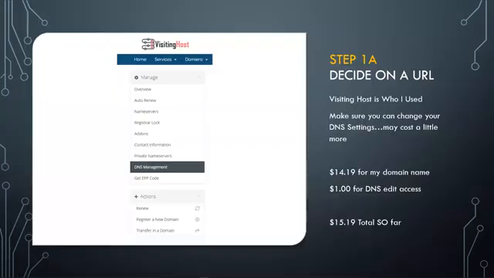I happen to use Visiting Host to get my domain name, so I just show that here. And the reason I wanted to show this is in order to do the DNS management, which is a needed piece, there was an extra $1 charge that I had to pay to Visiting Host to give access to that after I bought the domain name on that site. There's probably servers that you can get your own domain name for less than this. I don't know. This just happens to be the one that I'm using. So again, for me, it was a total of 15 bucks to get the domain name plus the DNS edit capability. So you're going to want to look into that at whichever domain you use.